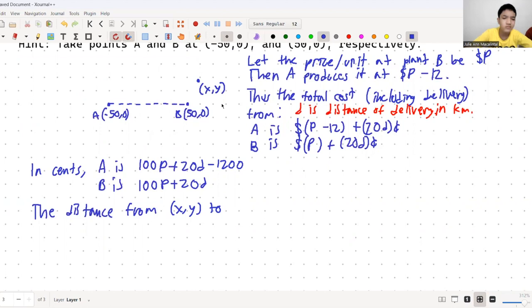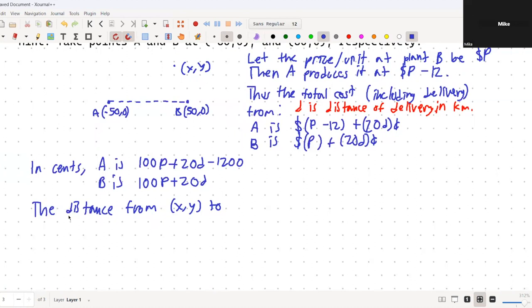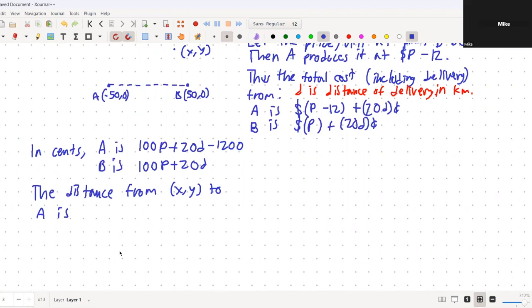Tapos, yung distance from A to XY, yung distance from B to XY. Tapos yung in cents A is, kaya hindi pwede yung 100P plus 20D at saka 100P plus 20D kasi magkaiba yung distances na yan. You should use D sub A and D sub B. So distance from A, D sub A at saka D sub B.